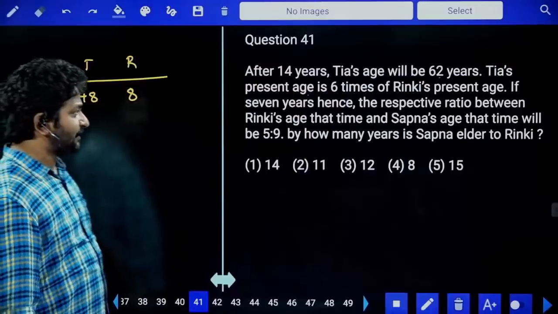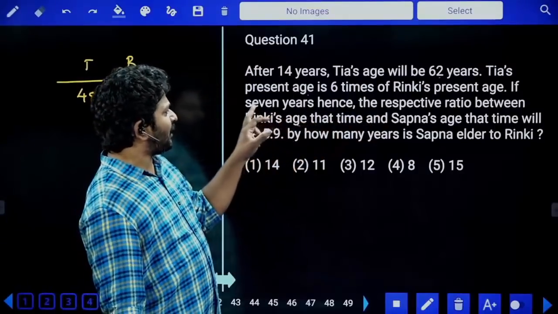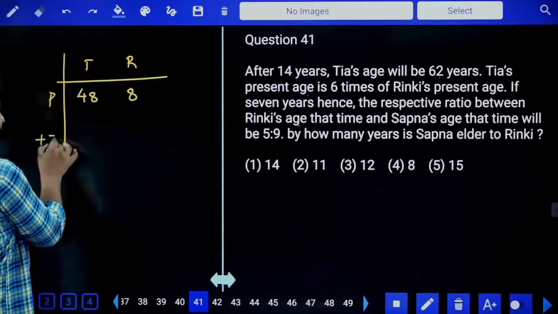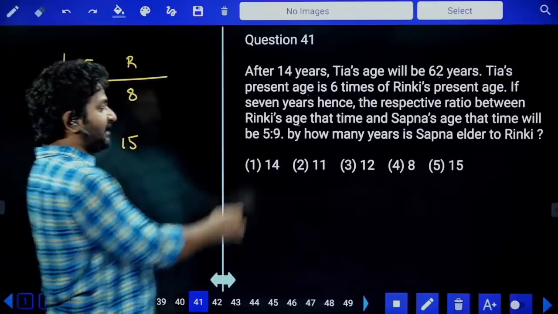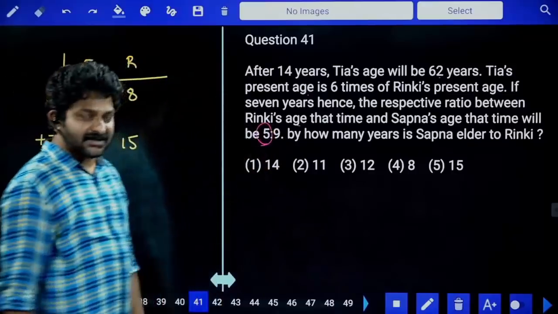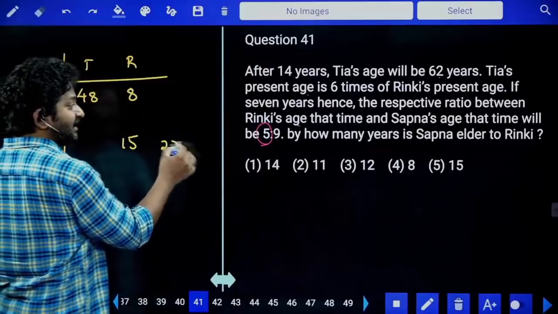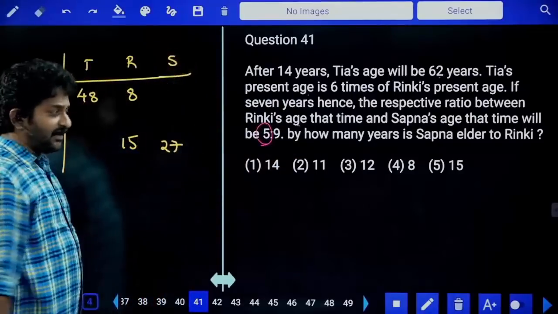The condition is satisfied. Now the ratio between Rinky's age and Sapna's age at what time? After 7 years. These are present ages. After 7 years, Rinky's age becomes 8 plus 7, that is 15, which in terms of parts is 5 parts. 5 times 3 is 15, so 9 parts is 9 times 3, which is 27. This was Rinky's age, and then Sapna's age after 7 years.